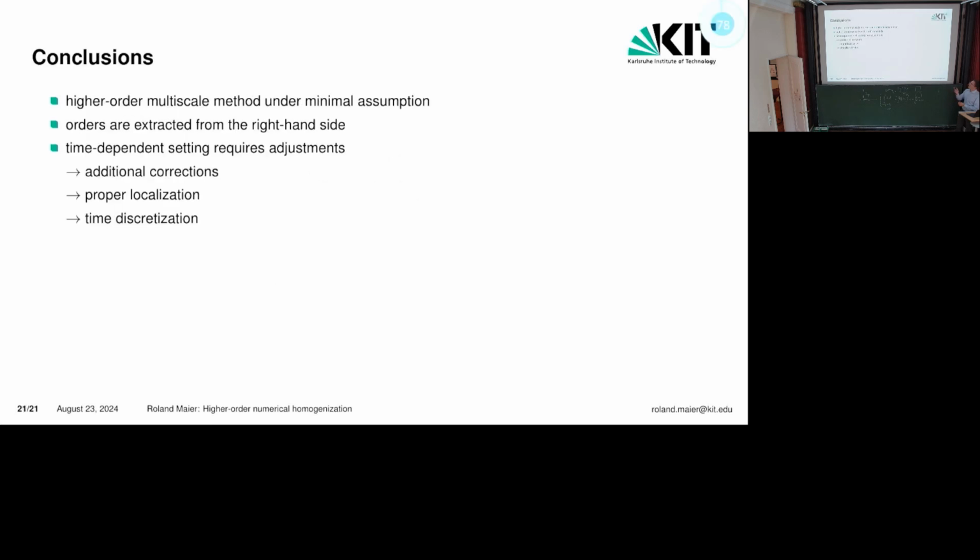All right, so let's wrap up. I've presented a higher order multiscale method, which works on minimal assumptions, as just said. The orders that we get additionally in the elliptic case are just extracted from the right-hand side. In the time-dependent setting, they are extracted from the right-hand side and by some additional correction procedure that we have to do. What is left to do is the proper localization. It works with the localization, but we have to figure out in theory how it actually scales. And of course the time discretization, to cook up the full proof with time and space discretization.